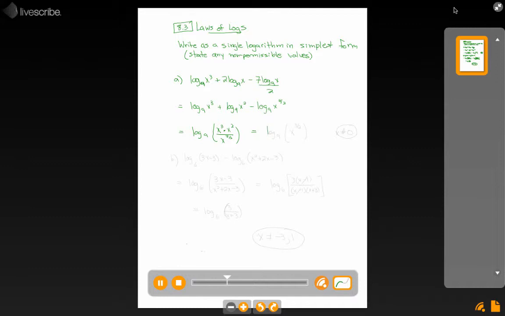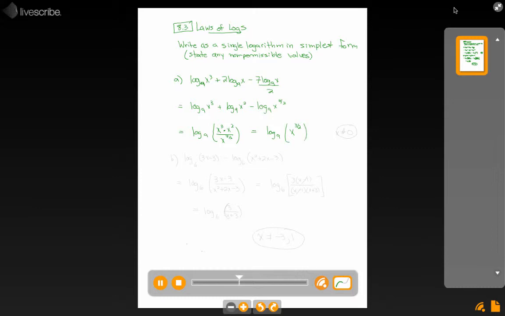And that gives me log base 9 of, if I use my exponent laws, x cubed times x squared is x to the 5. X to the 5 divided by x to the 3.5 is x to the 1.5, or if you use fractions and denominators, x to the 3 over 2.